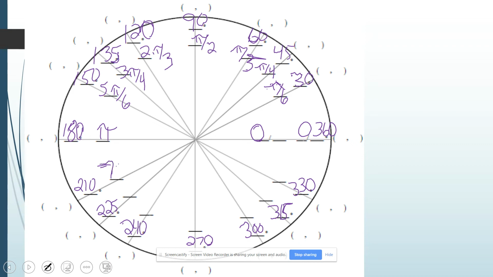7 pi over 6, 5 pi over 4, 4 pi over 3, 3 pi over 2, 5 pi over 3, 7 pi over 4, and 11 pi over 6, ending at 2 pi.